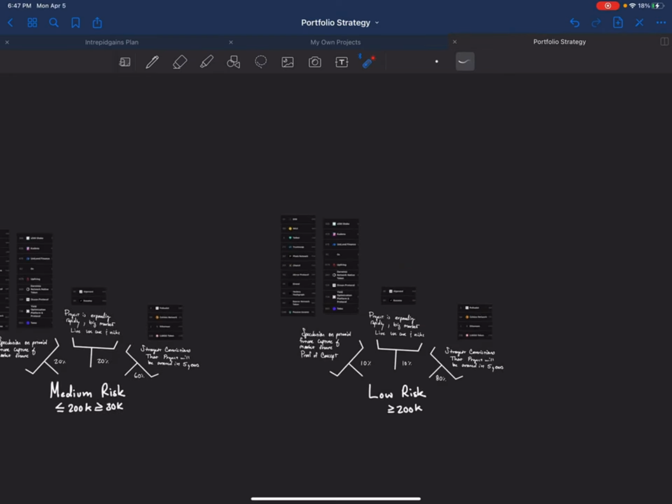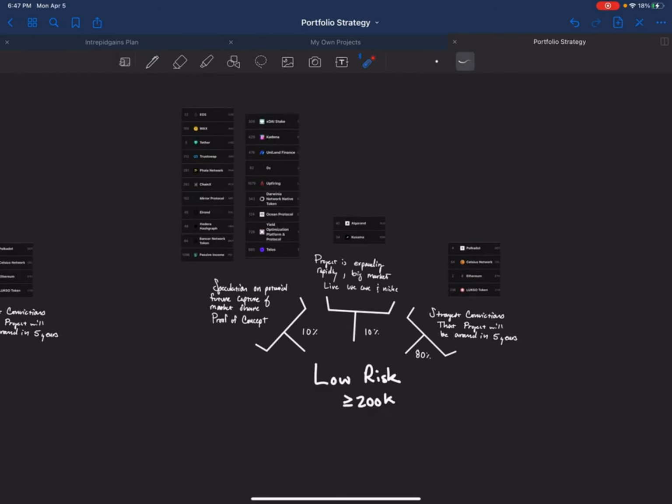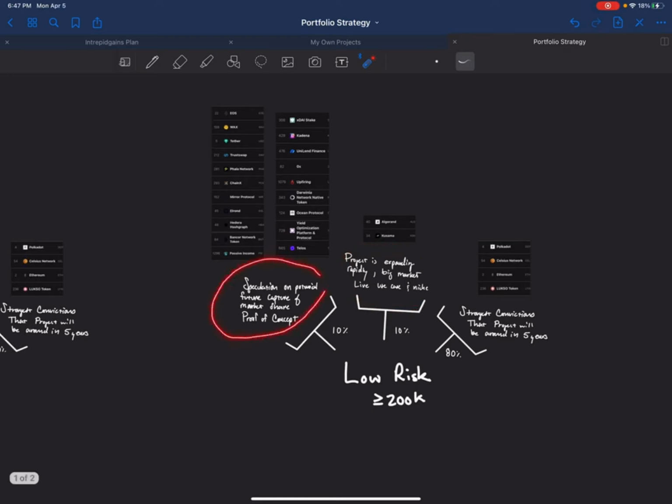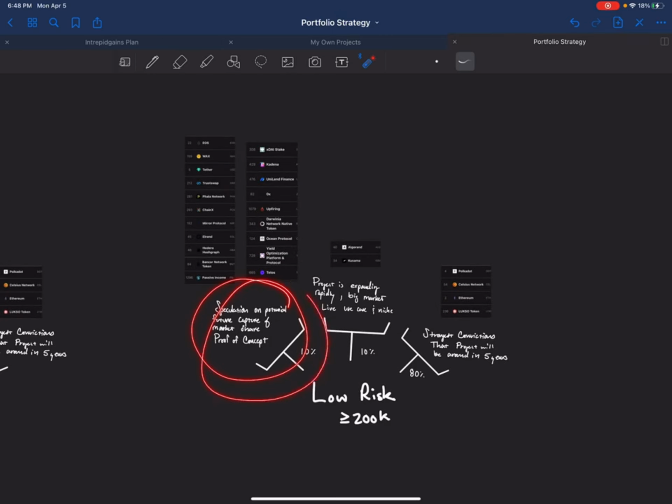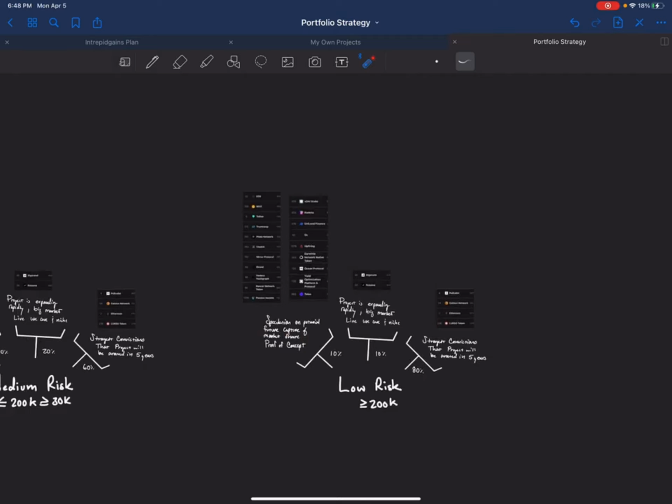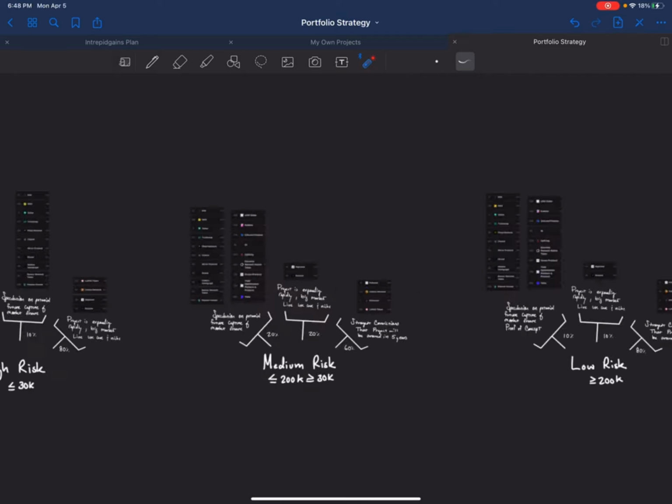So if you have something that I don't have here, and you're convicted, think about what I'm saying categorically. Strong convictions that the project will be around for 5 years. The project is expanding rapidly, with a big market, live, with use cases and niches. And then the speculation on potential future capture of market share, proof of concept. A lot of these will have proof of concepts. Some of them you could think of as just the gamble or speculation. But I like to lean towards proof of concepts, because you don't have to take as much risk in higher portfolios.